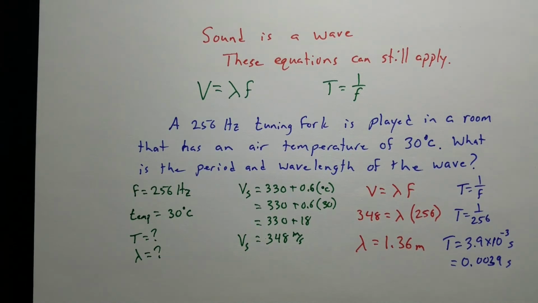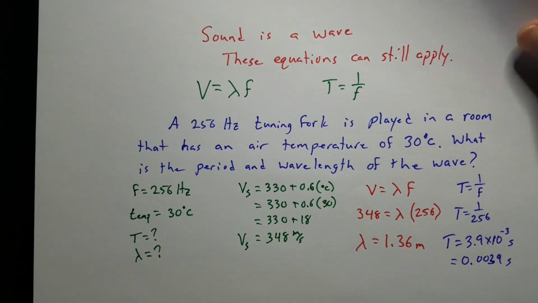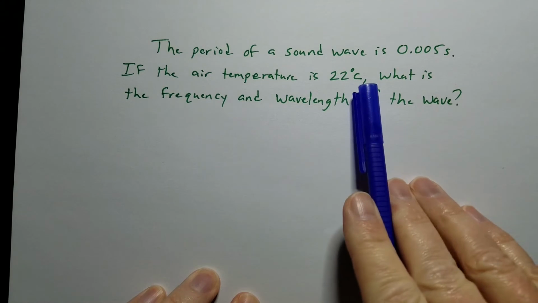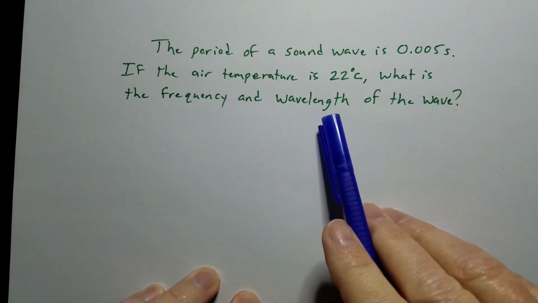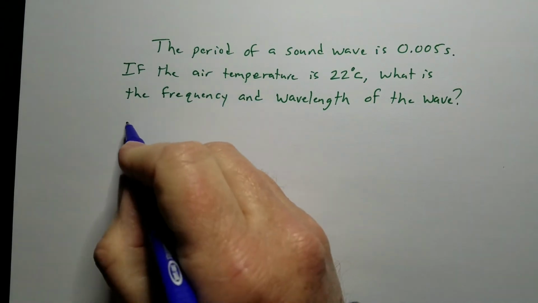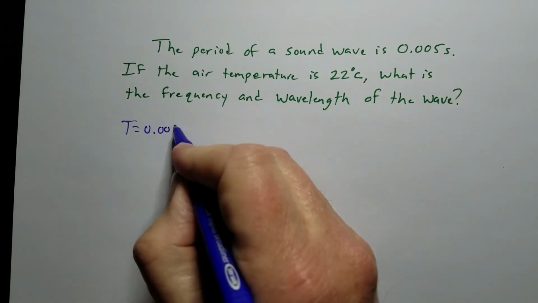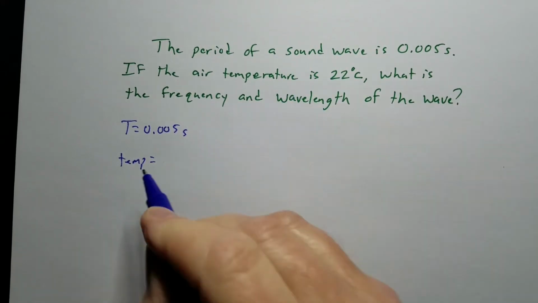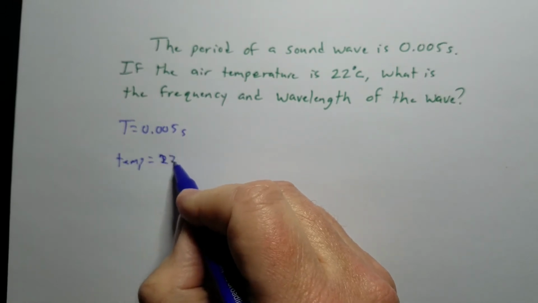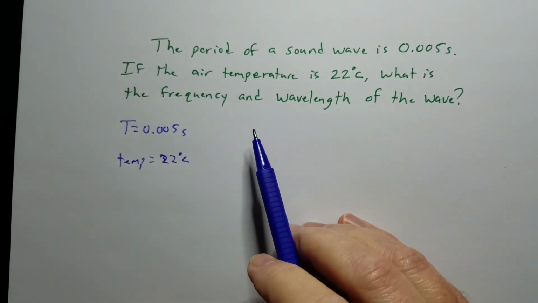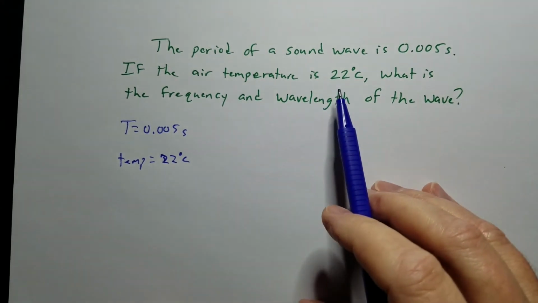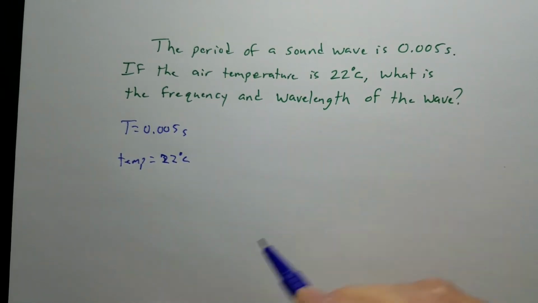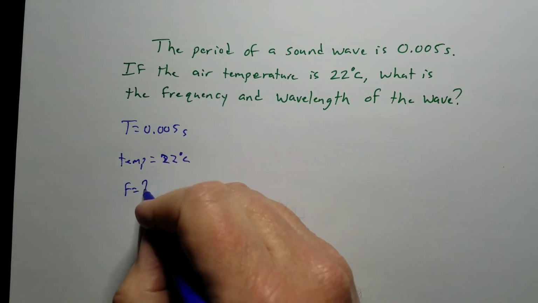Okay, let's try another one just for the sake of practice. All right, this time we're given the period of the wave and the temperature, and I want the frequency and wavelength. Okay, so I'm given the period, 0.005 seconds. I'm given the temperature. It is a sound wave, so temperature matters. Now, if this was a beam of light, then it really wouldn't matter what the temperature is. That has no effect on light. But for sound, the temperature will matter. And we're looking for the frequency and the wavelength.